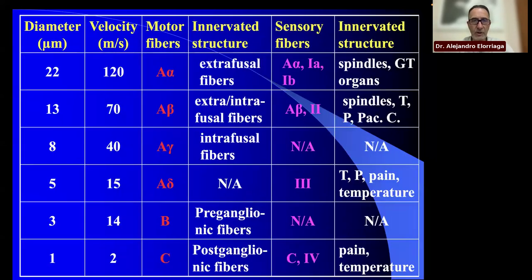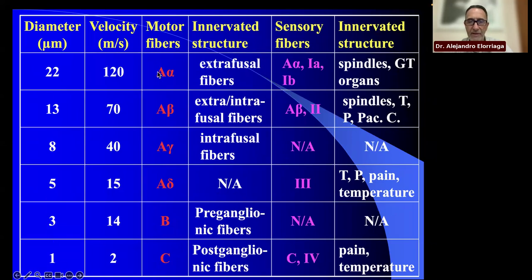It doesn't hurt to know the types of fibers and to understand the functional differences. Here in this table I plot the different correlations between fiber diameter, velocity of conduction, type of fiber, where those fibers are found, all this on the motor side, and then the corresponding sensory fibers, and finally, what innervates the structures.